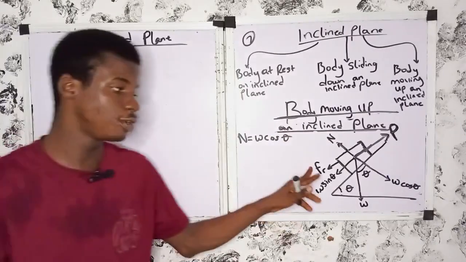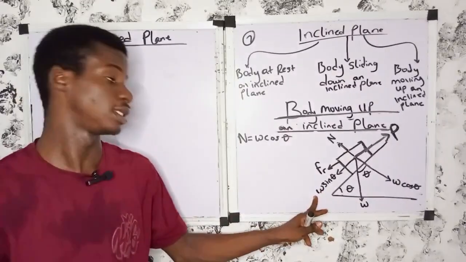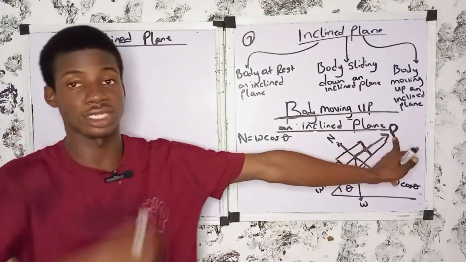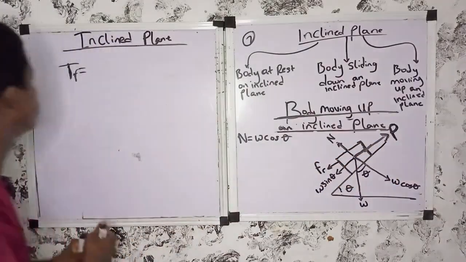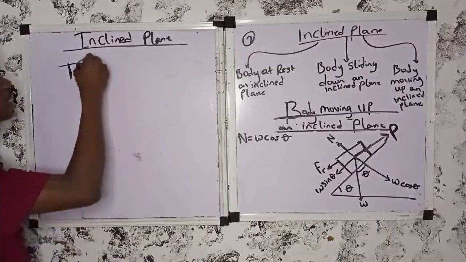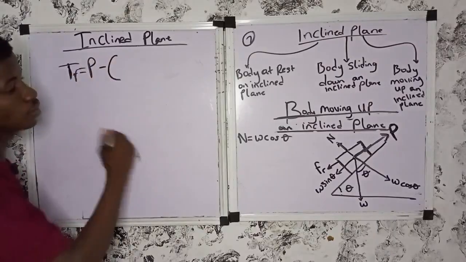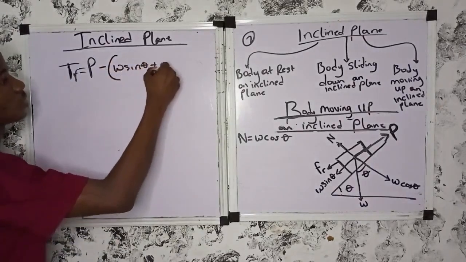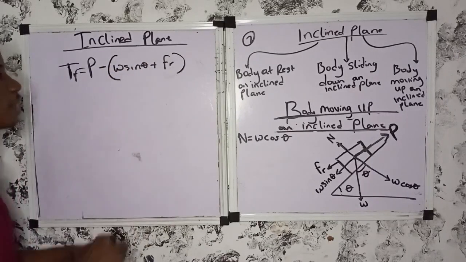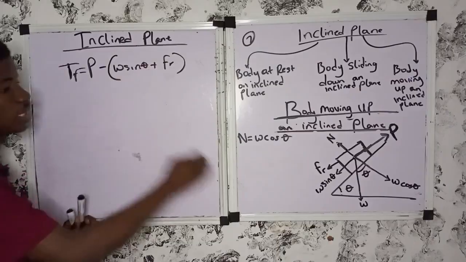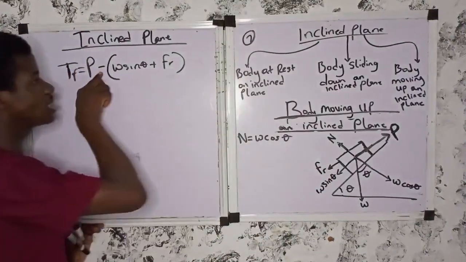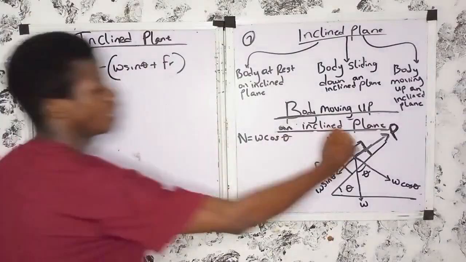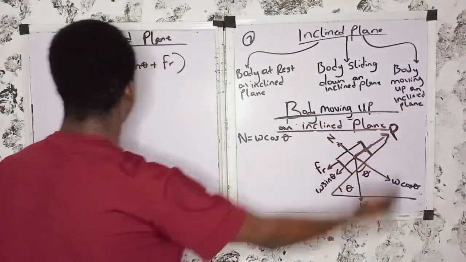If you look at it here, frictional force and W sin theta are acting in the same direction, while this one is acting in the opposite direction, right? So the total force will be equal to P minus, bracket open, W sin theta plus frictional force, right? The reason I put plus is that both of them are moving in the same direction. This minus shows that these two forces are acting in the opposite direction to this one, right?